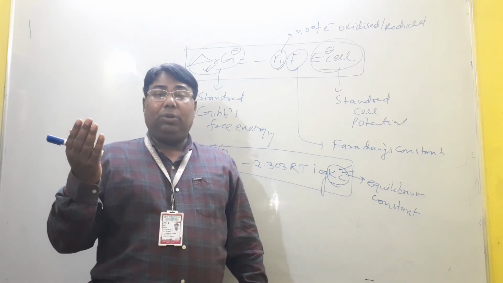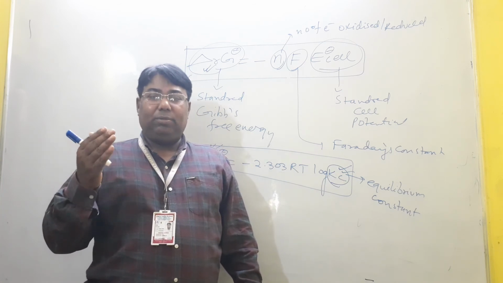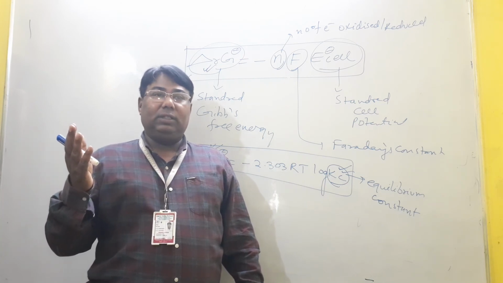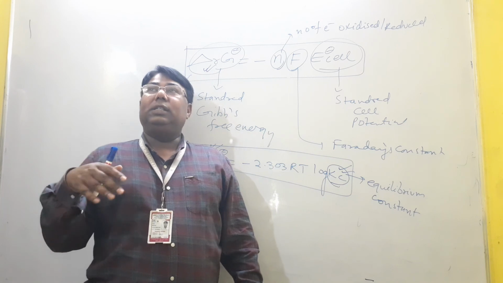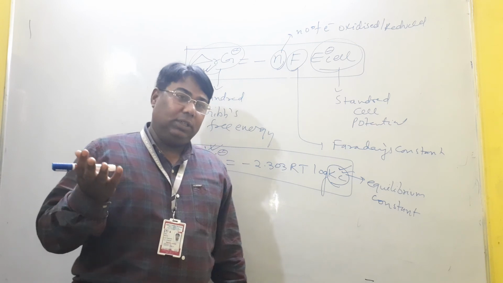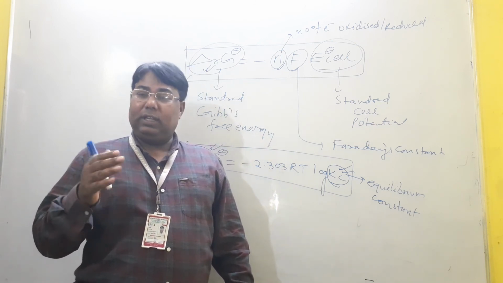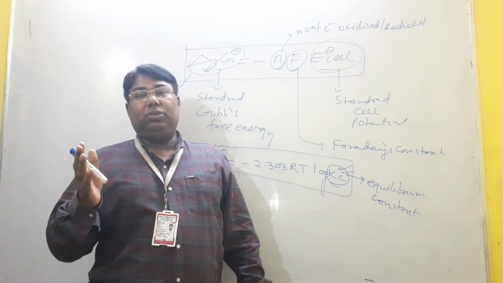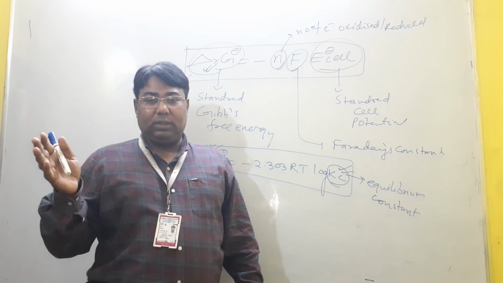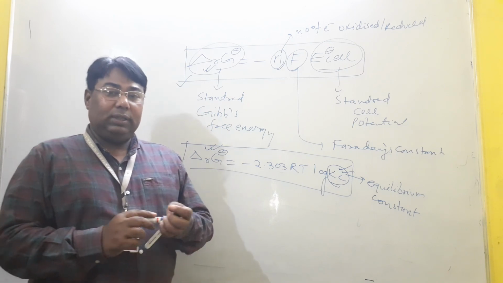And the important point is how would we find out the standard cell potential or cell potential. Cell potential is the potential difference between the two half cells, and when potentials are measured under the standard conditions of temperature 298 Kelvin and concentration 1 M, then it is said to be standard cell potential, and standard cell potential is equal to E naught red minus E naught ox.